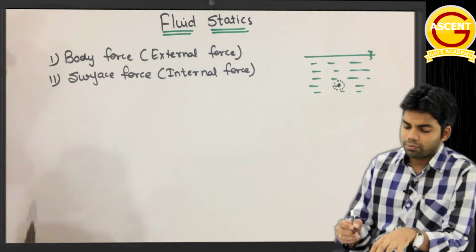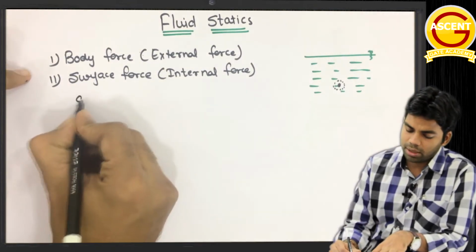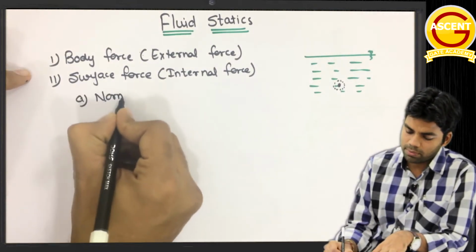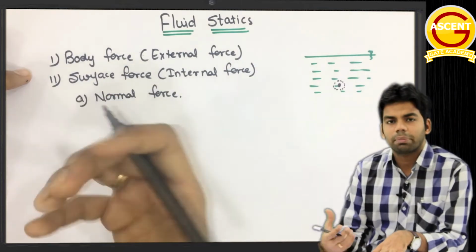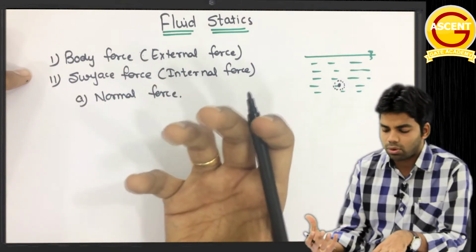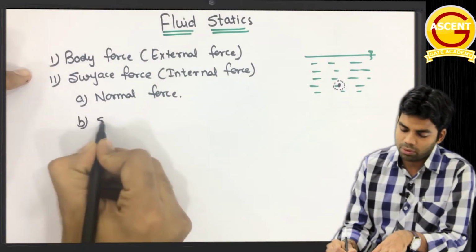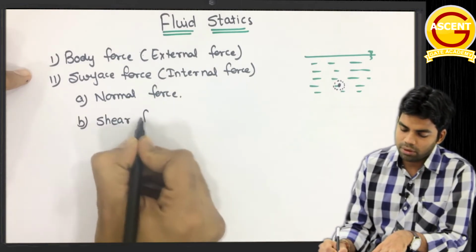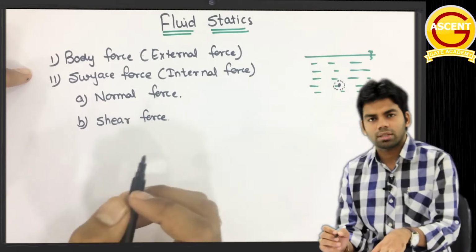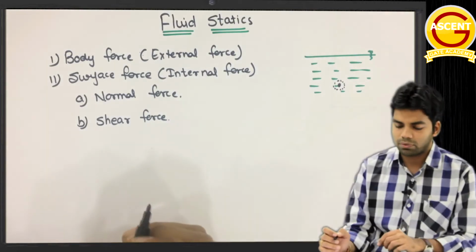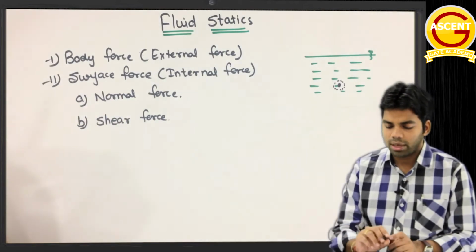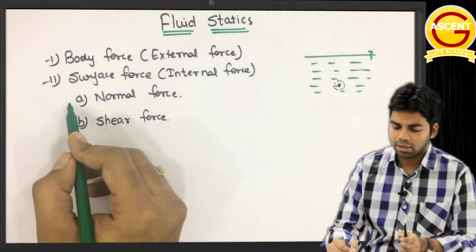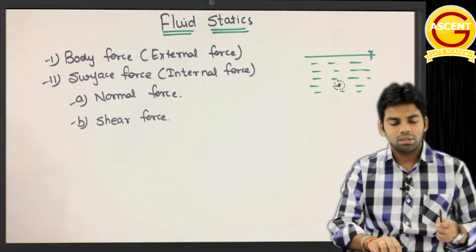Now this surface force can be either a normal force or a shear force. Normal force means the force which is acting perpendicular to the surface. The second is the shear force. Shear force acts along the surface of the element. Okay, so two types of forces: body force and surface force. In surface force, further this can be either a normal force or a shear force.